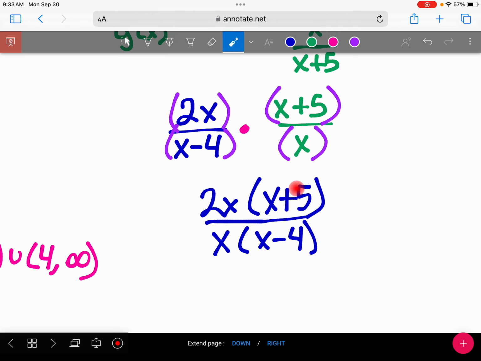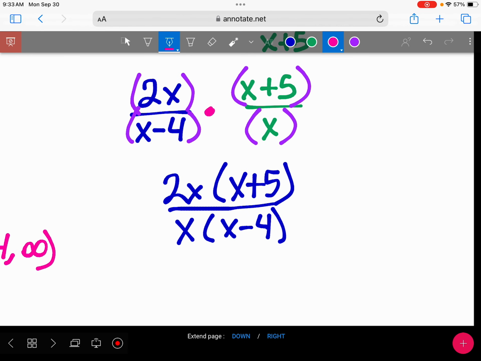So if we were just looking at this function, what would our domain be? What are our excluded values? X cannot equal 4, and x cannot equal 0. So if we were just looking at our new function, that would be our domain. However, we have to remember it came from this one where x cannot equal 4, so that one's covered, and it came from this one where x cannot equal -5. So we have to take this and include it in our domain.